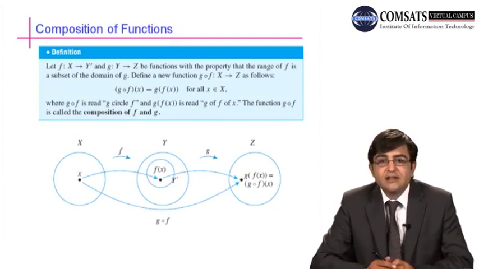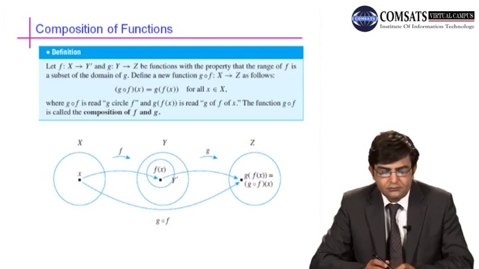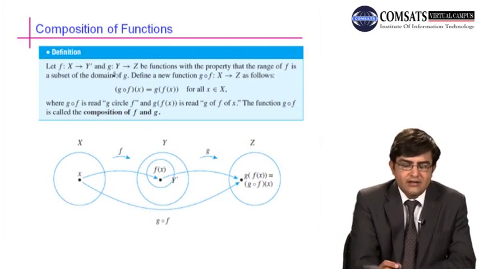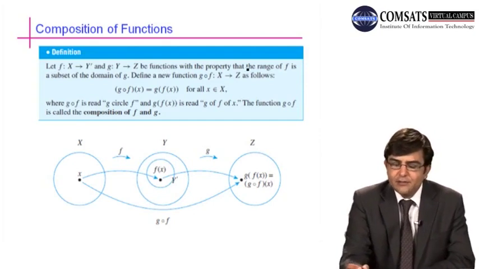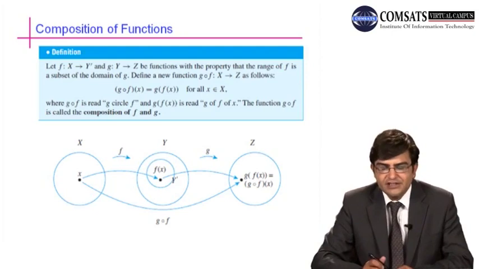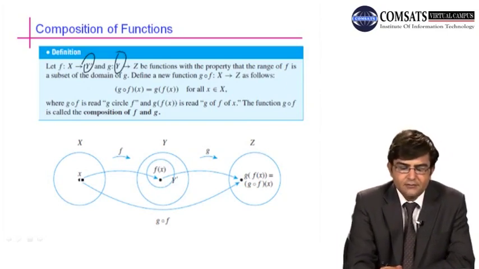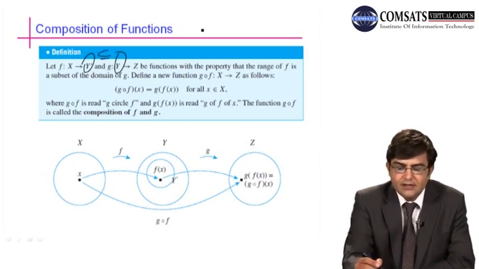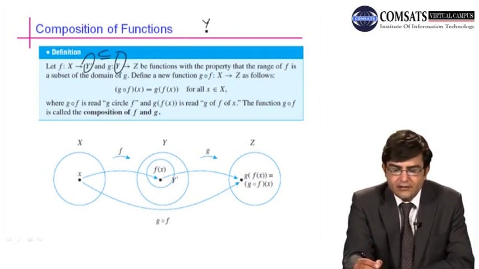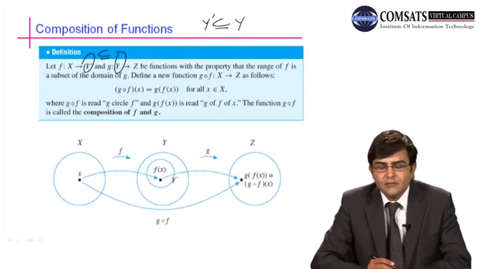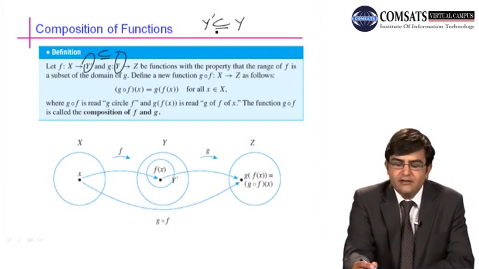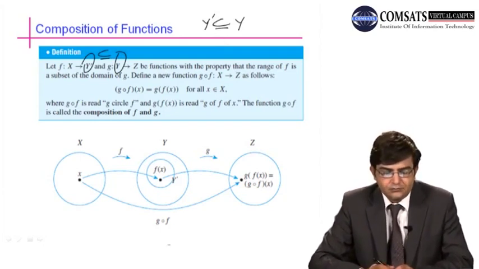Now we shall discuss the composition of two functions. So if we are given two functions, f from x to y dash and g from y to z, be any two functions with the property that the range of f is a subset of the domain of g. So this is necessary here, that the range of f must be a subset of the domain of g, means this set must be a subset of this, means y dash must be a subset of y. It may be a proper or improper subset, therefore we have written here the improper subset. So y dash must be a subset of y.